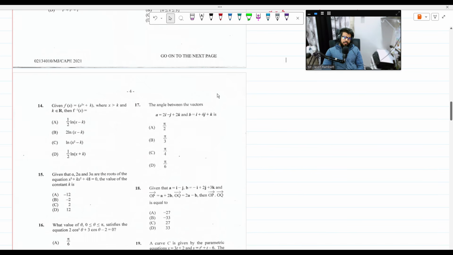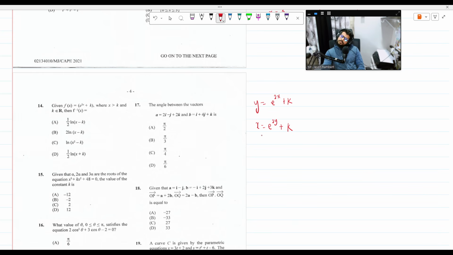Number 14, given that f of x is e to the 2x plus k, where x is greater than k and k is a real number. Find the inverse function. Okay, so let y equals e to the 2x plus k, interchange: x is e to the 2y plus k.